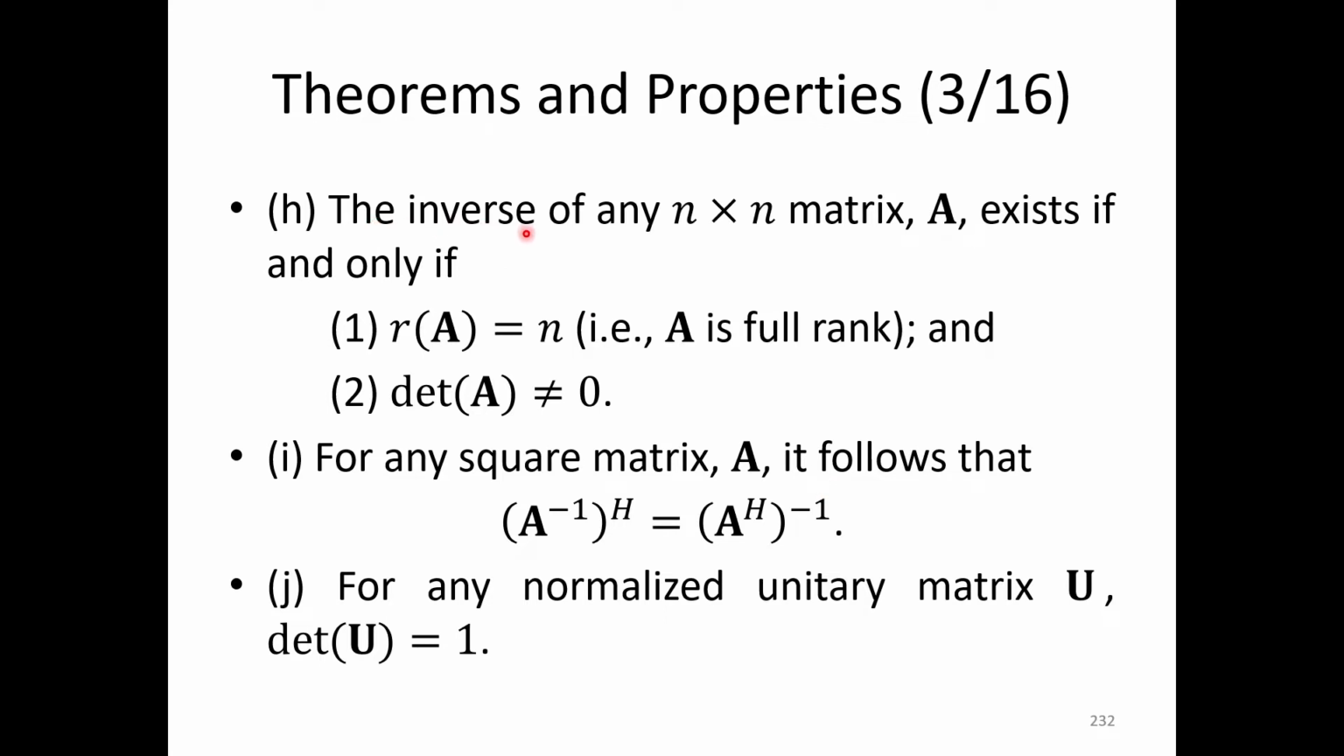H, the inverse of any n by n matrix A exists if and only if: first, R of A is equal to n, that is, A is full rank, and second, the determinant of A is not equal to 0. I, for any square matrix A, it follows that A inverse Hermitian is equal to A Hermitian inverse. J, for any normalized unitary matrix U, the determinant of U is equal to 1.